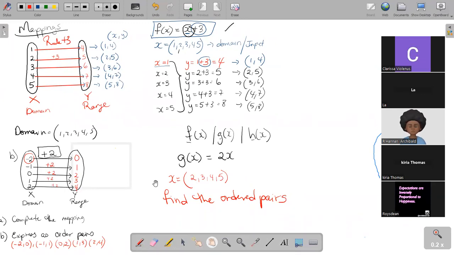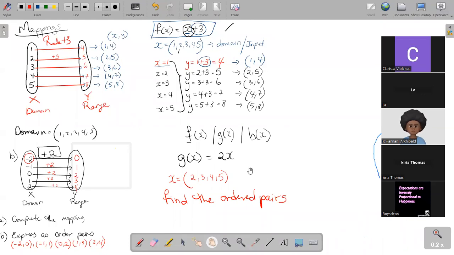Getting through? Okay. Let me know if anybody gets stuck. That's okay. All right, so I see some answers coming in. Very good. Remember, our instruction is to multiply by 2. So every x value, you have to multiply by 2.